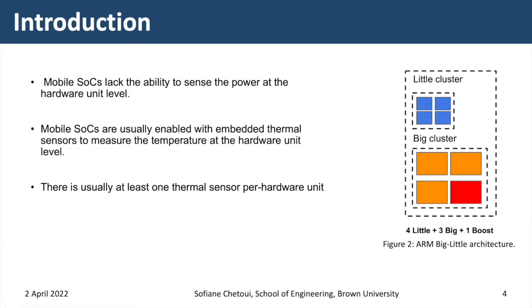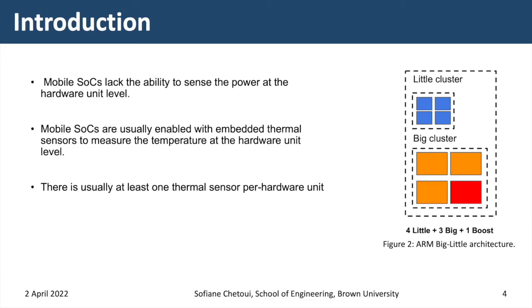However, due to the complexity of adding current sensors, mobile SoCs usually lack the ability to sense the power at the hardware unit level. However, they are usually enabled with embedded thermal sensors to measure the temperature at the hardware unit level. So there is usually at least one thermal sensor per hardware unit.